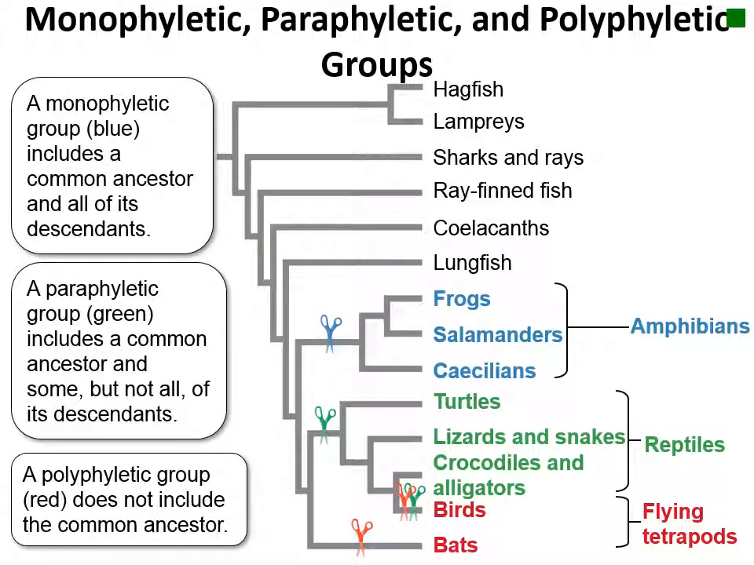Examining phylogenetic trees lets you observe the evolutionary relationships of organisms. In order to do this, you must examine monophyletic groups, such as the amphibians shown in blue. Amphibians here are a monophyletic group because the group includes a common ancestor here and all of its descendants.